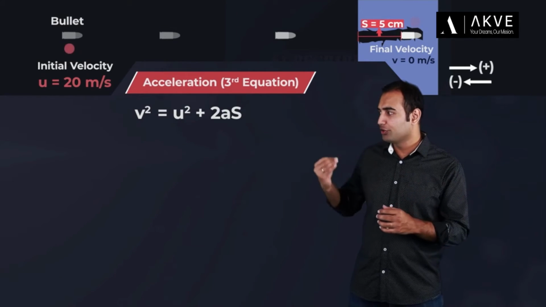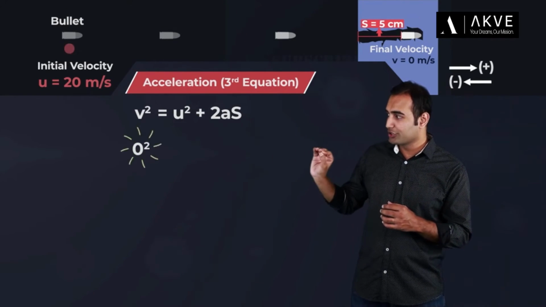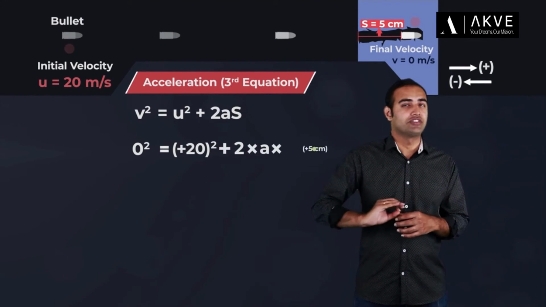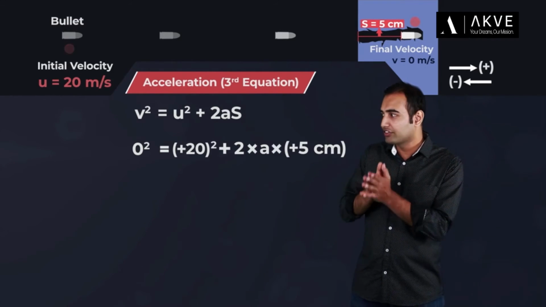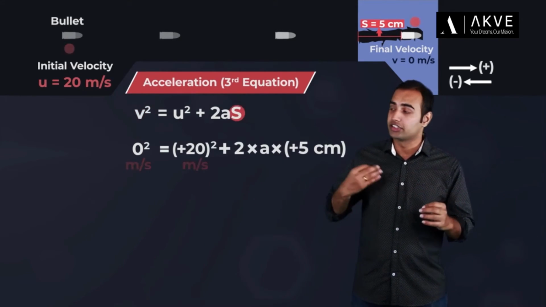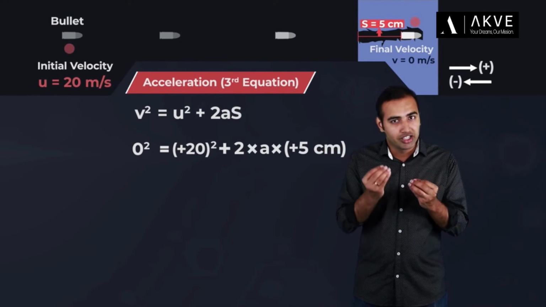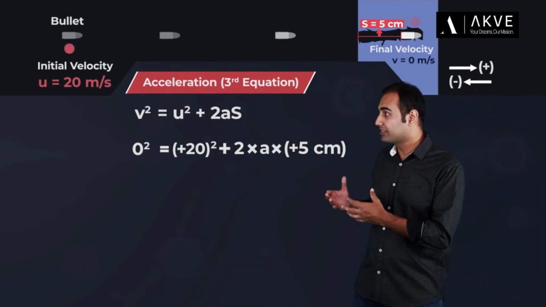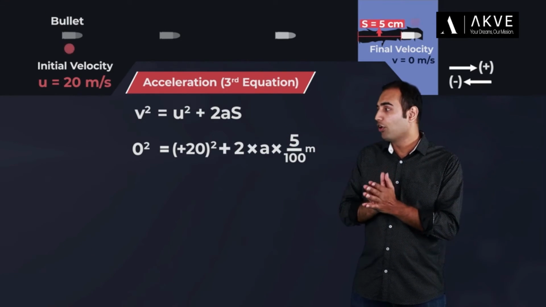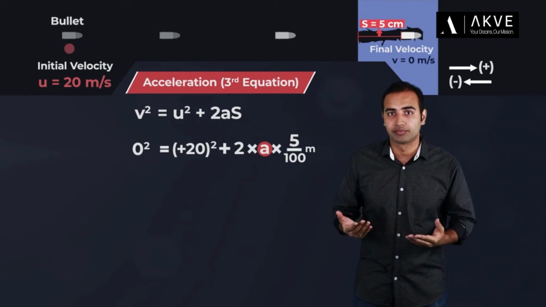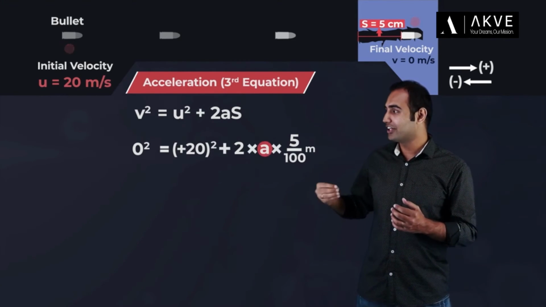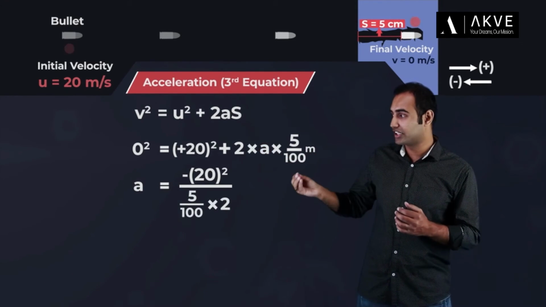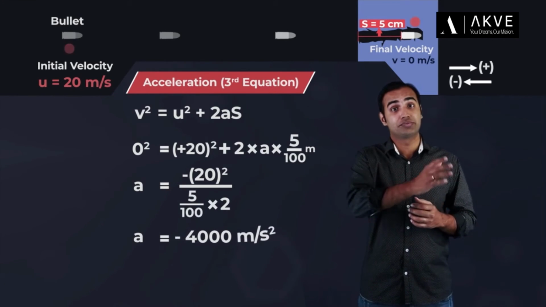After we plug in all the known values, the expression changes to 0² = (+20)² + 2 × a × (+5 centimeters). Now here you can see we have the velocities in meters per second and displacement in centimeters. So we have a units issue here. We need to change the unit of displacement into meters, which ultimately makes it 5/100 meters. Now all we need to do is find the value of acceleration. Upon rearranging this, I get the value of acceleration as −20² divided by (5/100 × 2), which comes out to be −4000 meters per second square.